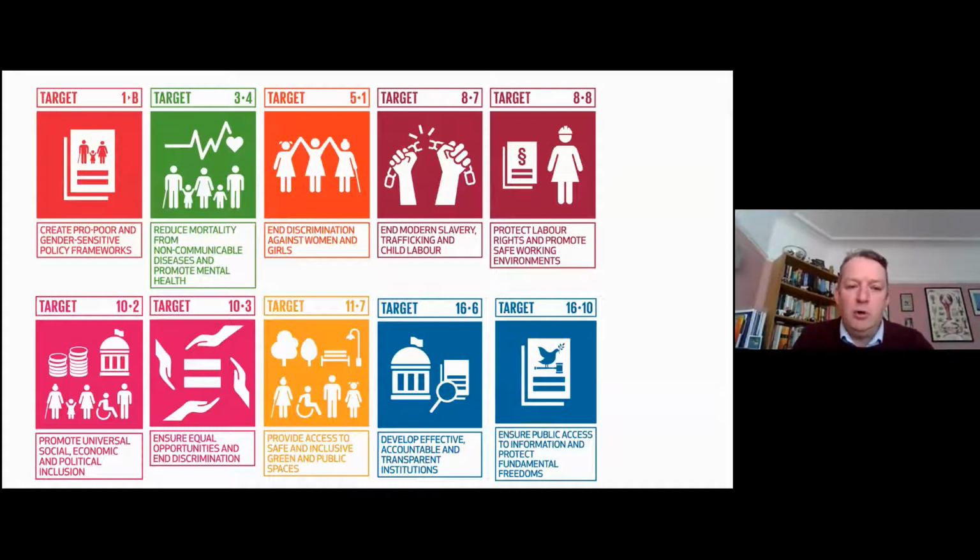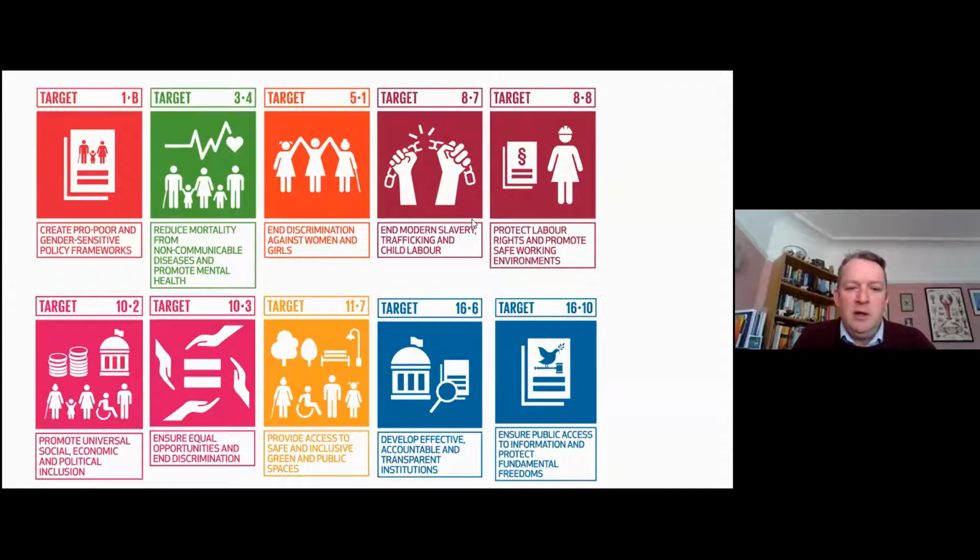So again, what are museums doing to address this? 5.1 is around ending discrimination against women and girls. 8.7 is around ending modern slavery, trafficking and child labour. I think, well, what's modern slavery got to do with museums or got to do with me?